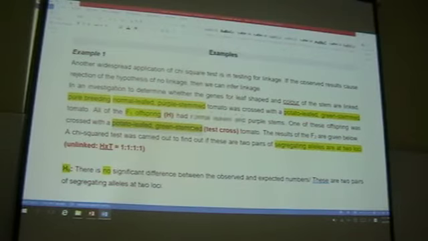Potato leaf and green stem is homozygous recessive. So this is a test cross. The description here is F1 crossed with a homozygous recessive, so you are looking at a test cross. And they want you to carry out a chi-square test to find out whether the segregating alleles are at two loci.